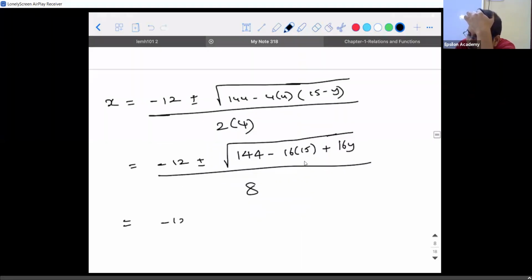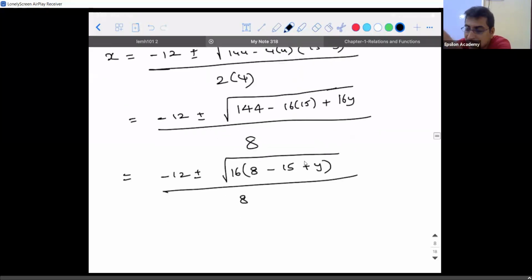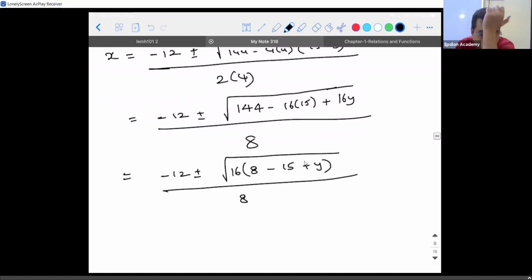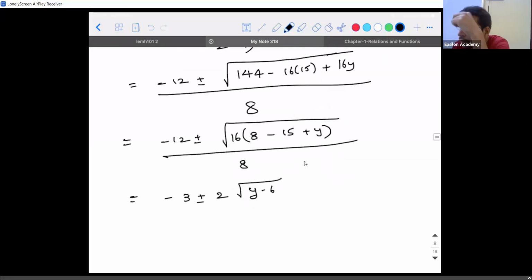So no need to find that. Minus 12 plus or minus. If I take out 16 common, I will have square root of 16 into 9 minus 15 plus y, the whole divided by 8. 16 if I take out, it will come out as 4. 12, 4 and 8. So you will get it as minus 3 plus or minus 2 root y minus 6, the whole divided by.